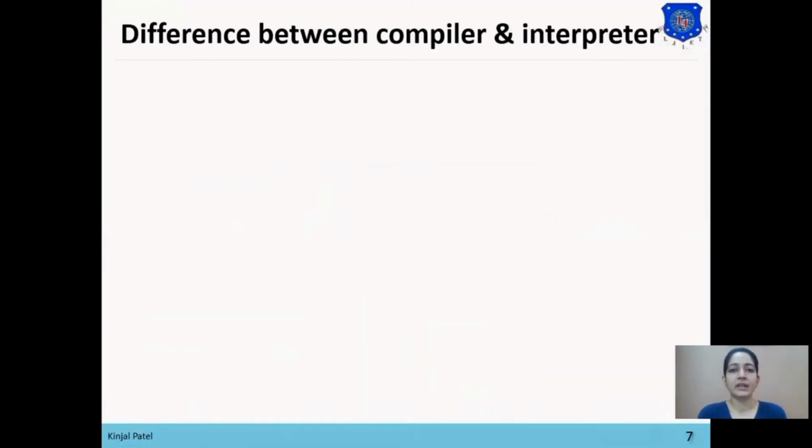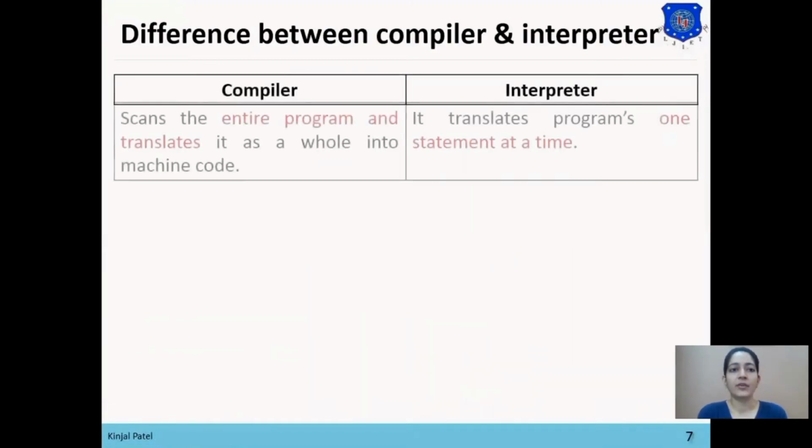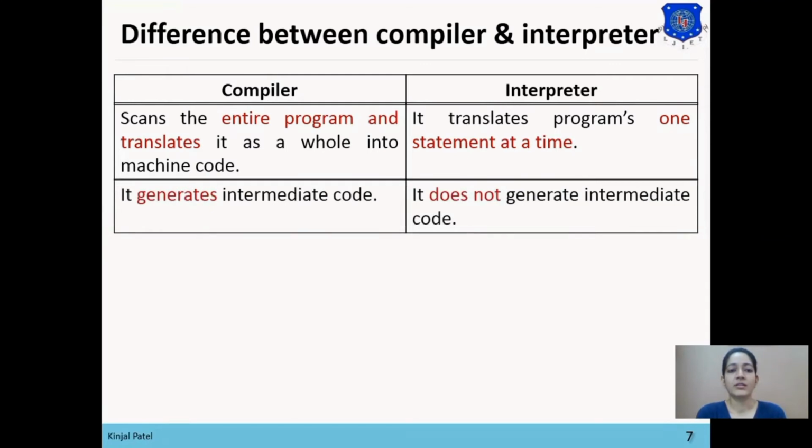What is difference between compiler and interpreter? First difference is compiler scans the entire program and translates it as a whole into machine code, while interpreter converts one statement at a time into machine code. So compiler generates intermediate code before converting it into machine code, while interpreter does not generate intermediate code, as it does not require to generate intermediate code because it converts into machine code line by line.